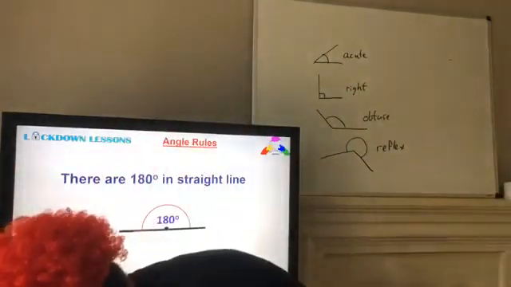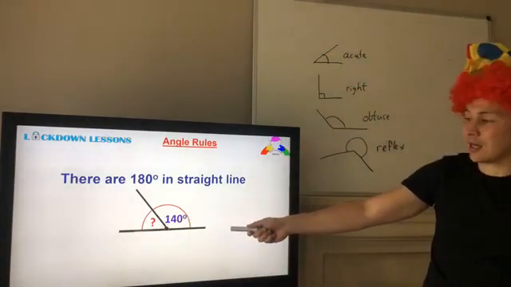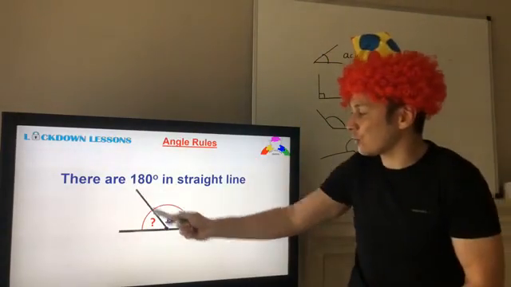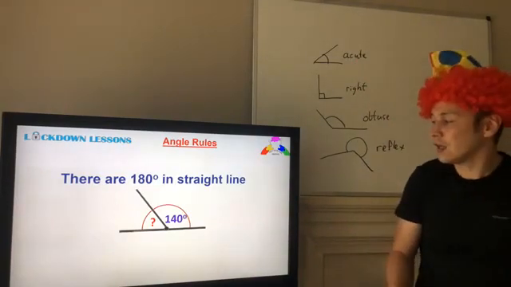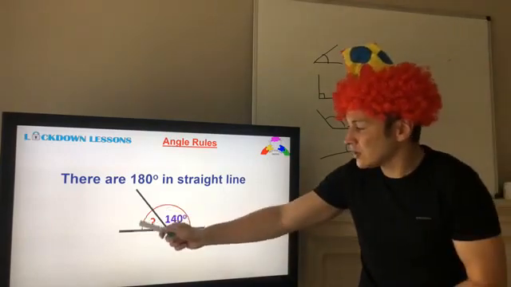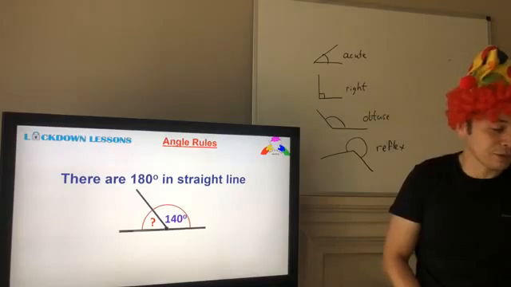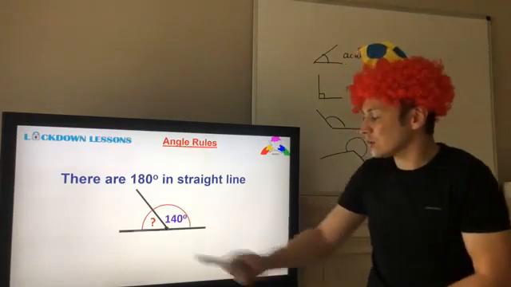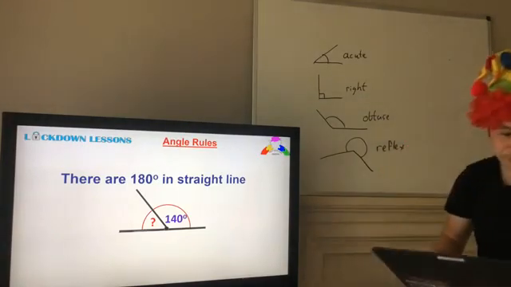So let's have a look at this little puzzle here. We know there's 180 degrees in a straight line, and I've split a straight line into two parts, but they're not equal parts. So if this is 140 degrees, what does this little section need to be? If that's 140 degrees, what does the small section with the question mark have to be?